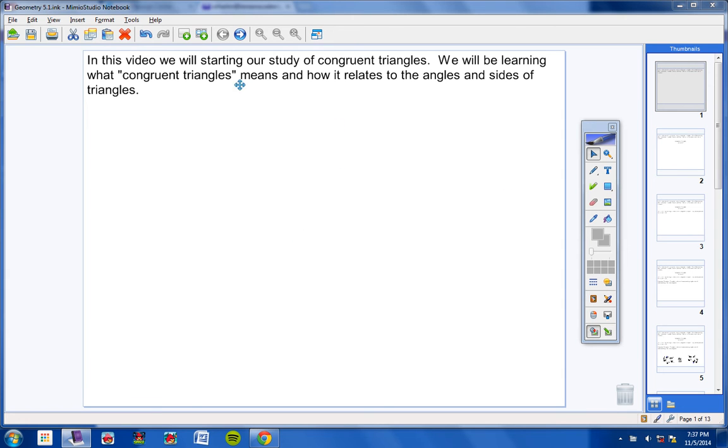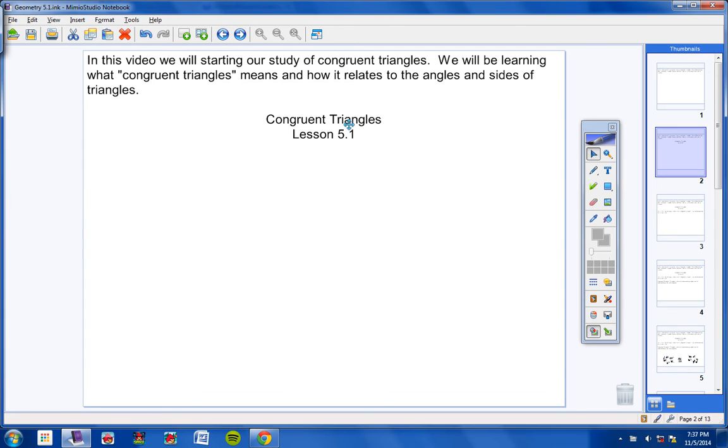Let's go ahead and copy your heading down for today if you would please. Your heading is congruent triangles. Please copy that down. The lesson number is 5.1 and be sure and include today's date. Once again, the heading is congruent triangles. The lesson number is 5.1, and be sure and include today's date in your notes.